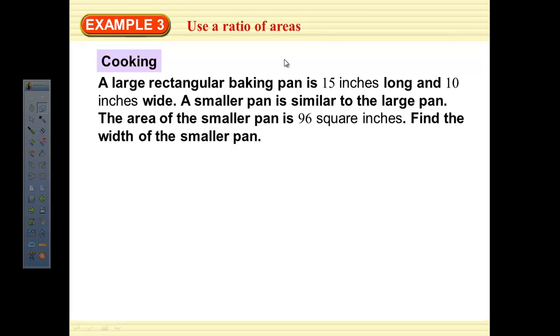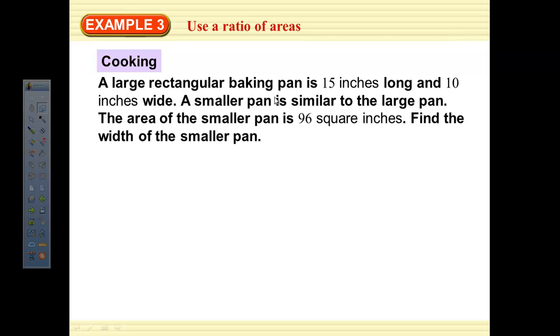Okay, for these problems, we're actually going to be working a little bit backwards compared to where we were before. In the previous problems, we found the ratio of perimeters or ratio of sides, and then we used that to find the ratio of the areas. Now we're going to find the ratio of the areas and go backwards to find the ratio of the sides.